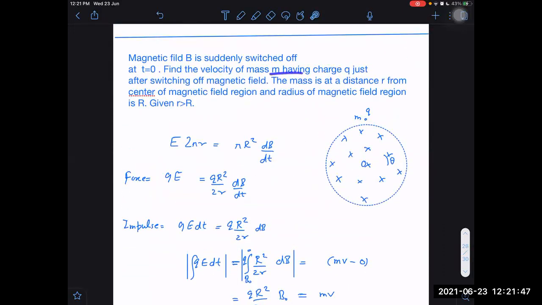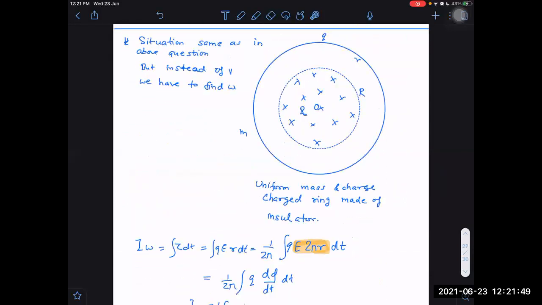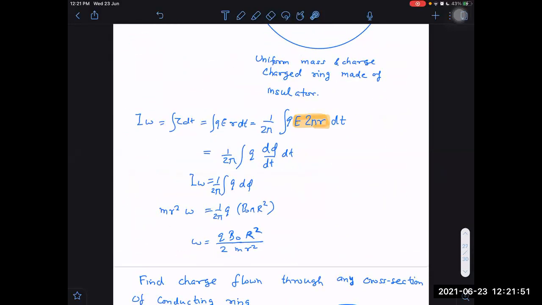This is the torque on the ring, right? Torque, here we are getting Q integral d phi. Q into 2 pi r by 2 pi. So in that case, it will change into d tau equal to dq into E into 2 pi r.